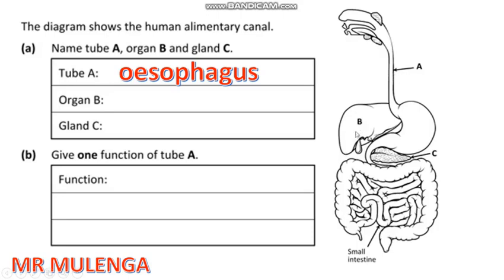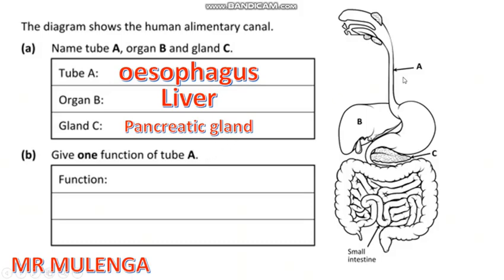And the name of organ B right here, this is the liver. And the name of gland C, this gland right here, this is what we call the pancreatic gland. So these were the answers to our question A. We will now come to our question B. Question B reads, give one function of tube A.